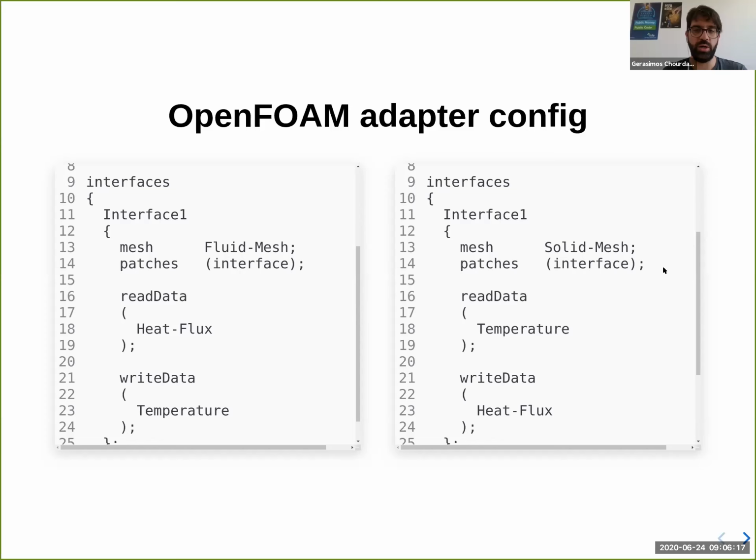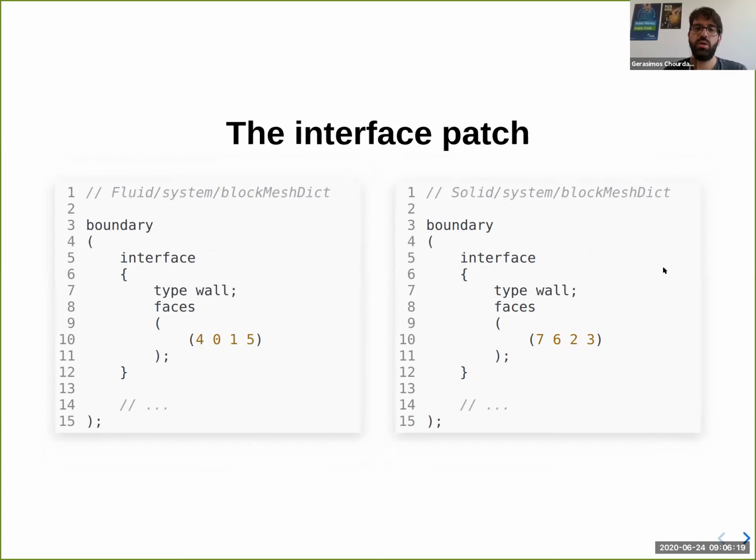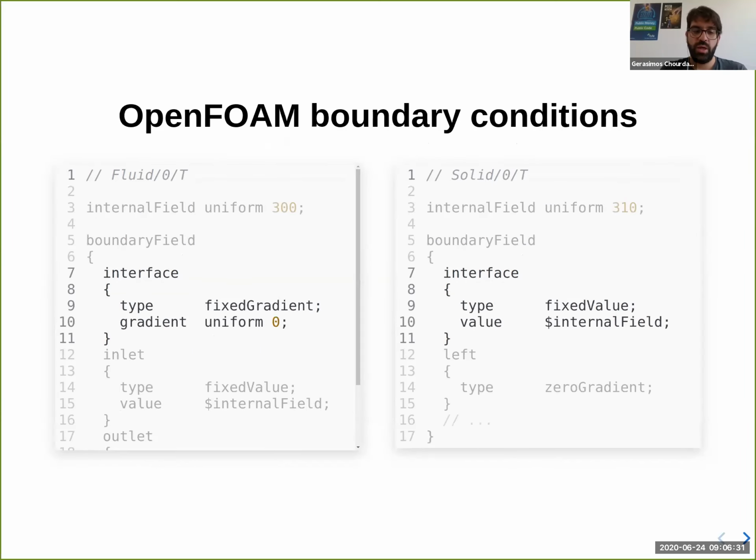This can be completely arbitrary. This is a completely normal wall, which we define in our blockMesh dict, nothing special here. Then, in the temperature file that we are coupling, we need to define a compatible boundary condition for this interface patch.